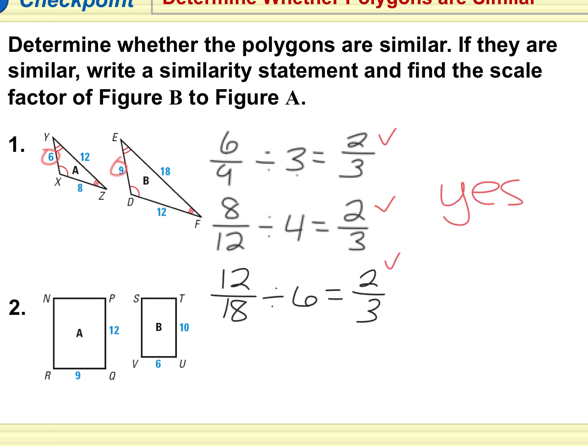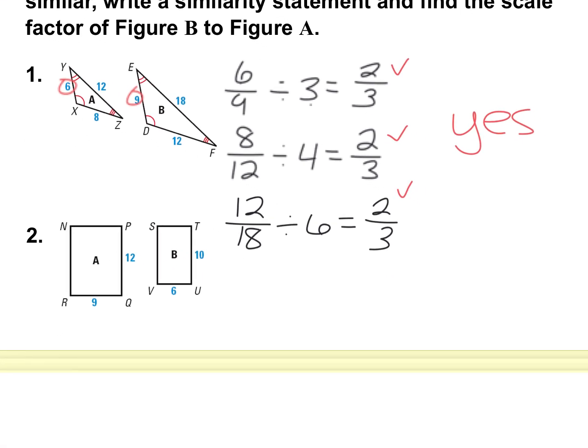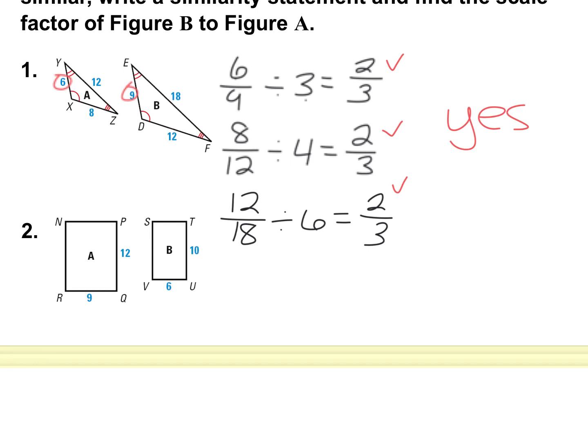What if one of them was different? They are not similar then. Then it would be no. Yep. Look at number 2. What do you notice about number 2? It's a rectangle. It's not a triangle. Okay. What do we know about rectangles? Opposite sides are equal. We have 2 pairs of opposite sides that are the same.